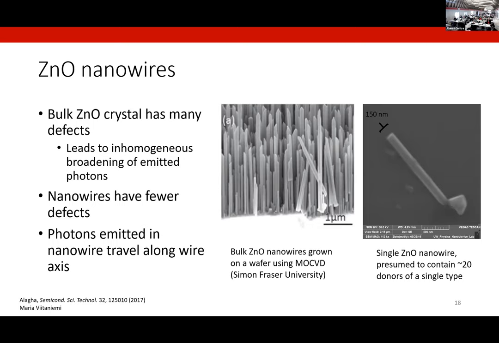Here you can see a forest of zinc oxide nanowires grown on a wafer and then a single one removed from that. So this nanowire was recently created by my colleague Maria Vitaniemi. They're still working on characterizing what the defect structure within these nanowires is like, but it's thought that there's about 20 defects of a type within a nanowire of this size.